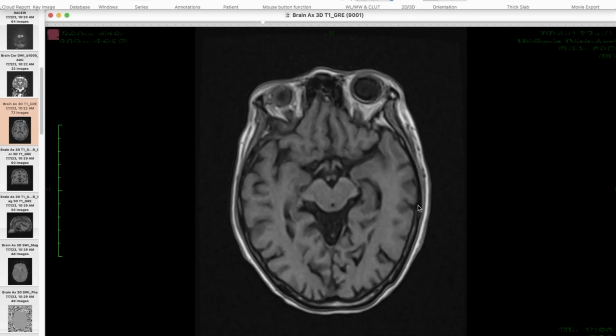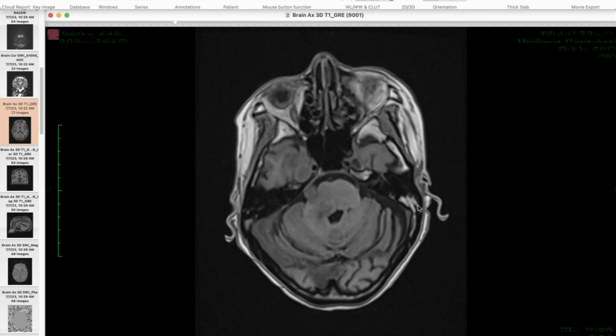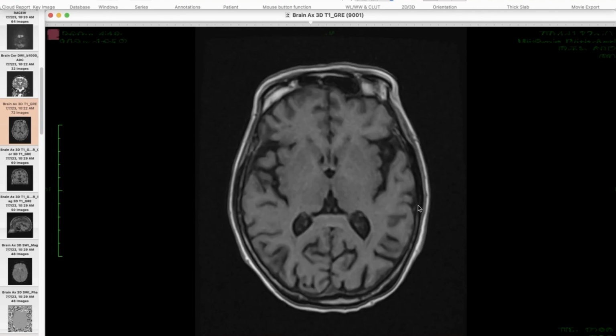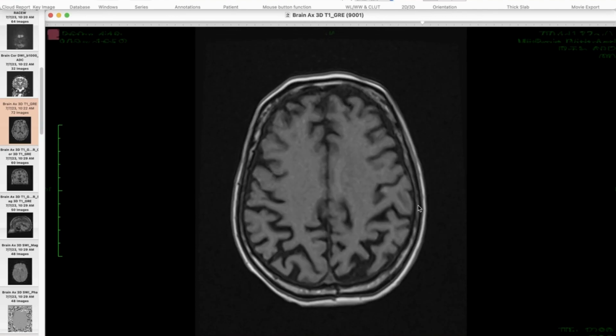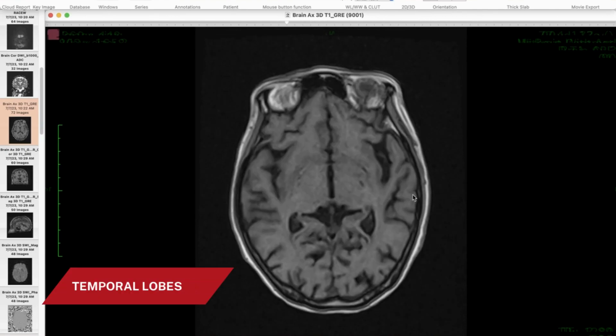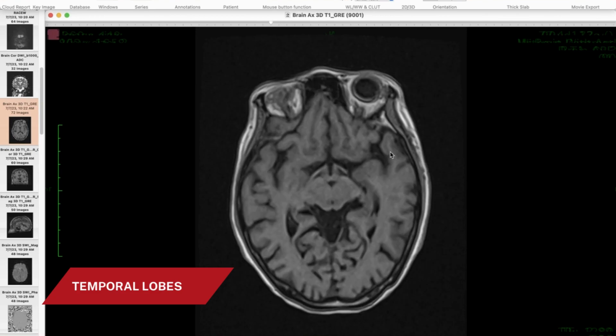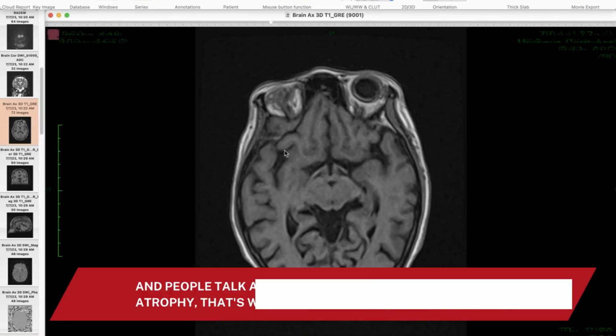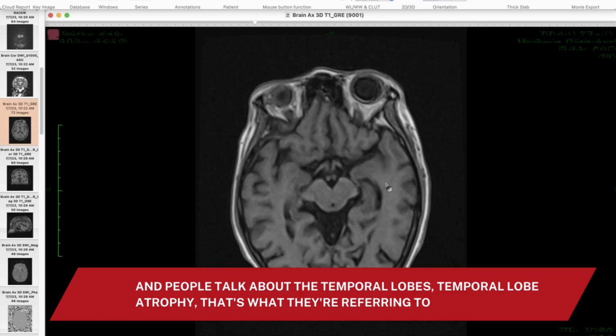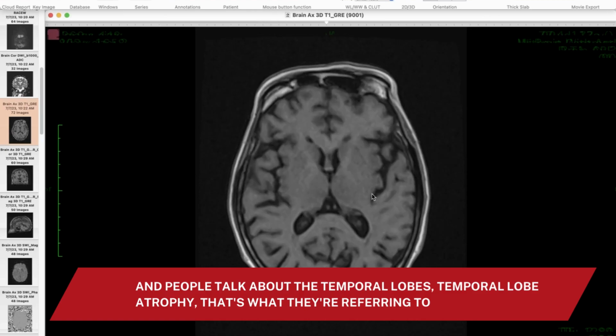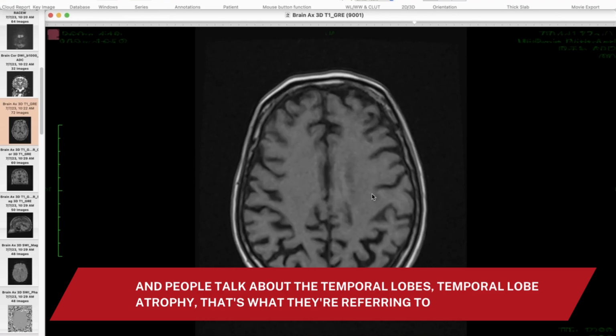Obviously, you see here as well, a little bit more tucked away, but that would be one region that's pretty relevant, obviously, for most types of dementia, seizures, epilepsy. The temporal lobes are basically right here. And when people talk about the temporal lobes, temporal lobe atrophy, that's what they're referring to.